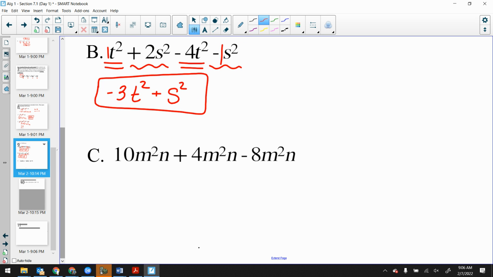Last example on this one. 10m squared n. Oh, just put it in the box. Thanks. 10m squared n plus 4m squared n minus 8m squared n. Now the nice thing here is, are they all like terms? Yeah. 10, 4, and minus 8 gets me what? 6. M squared n. So that trinomial reduced all the way down into a monomial. Right?